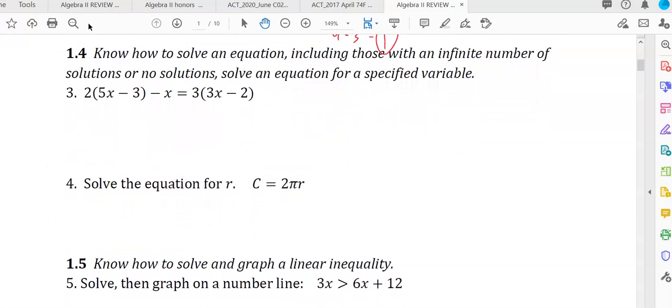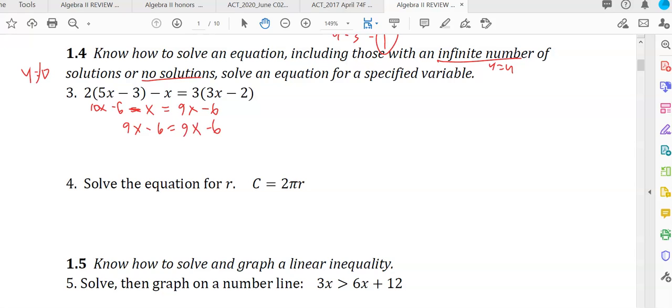So some of these could have an infinite number of solutions. If you get somewhere where you get like 4 equals 4 or something, that's going to be an infinite number of solutions. You might get no solutions. If you get something like 4 equals 0, you'd be like, wait a second, that doesn't work, because sometimes the variables tend to go away in some of these equations. So let's just use the distributive property here. So this would be 10x minus 6, minus x equals 9x minus 6. I don't know if this will work or not. So this would be 9x minus 6 equals 9x minus 6.